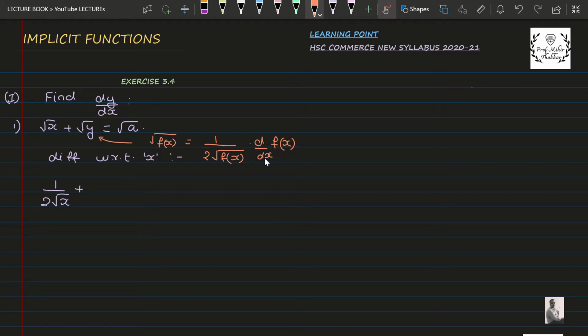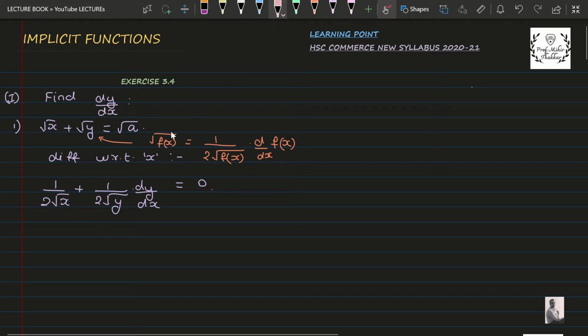In the video of composite functions, I had told you that anything other than x is always considered as fx. Therefore, I consider this y as fx. So I get 1 upon 2 root fx, which is 1 upon 2 root y, multiplied by derivative of fx, which is dy by dx. And root a is a constant, so the derivative of the constant is 0. So I get 0 on the right hand side.